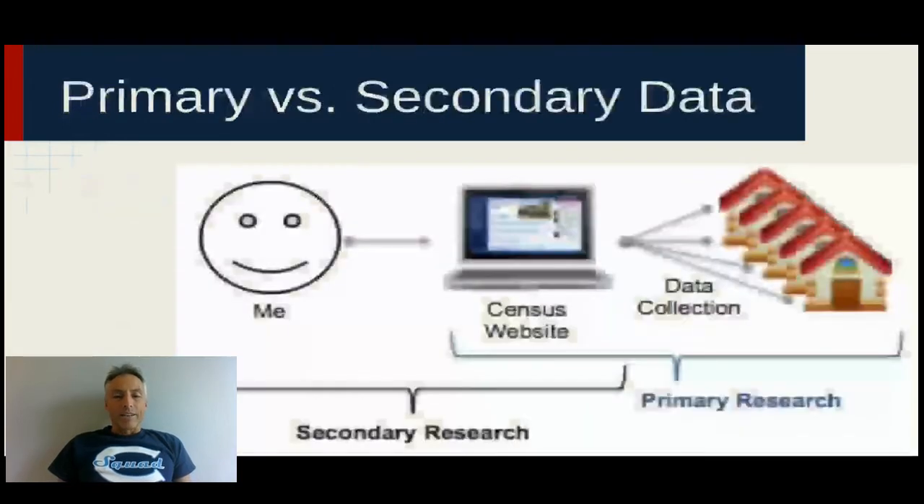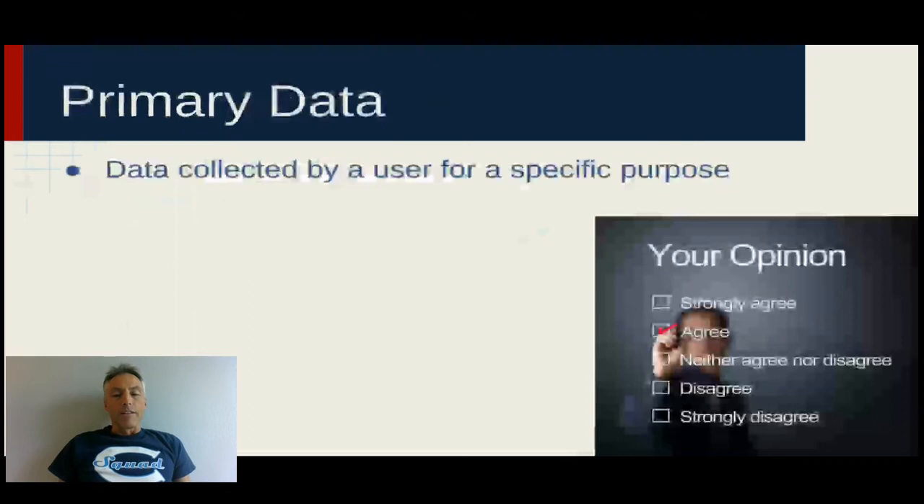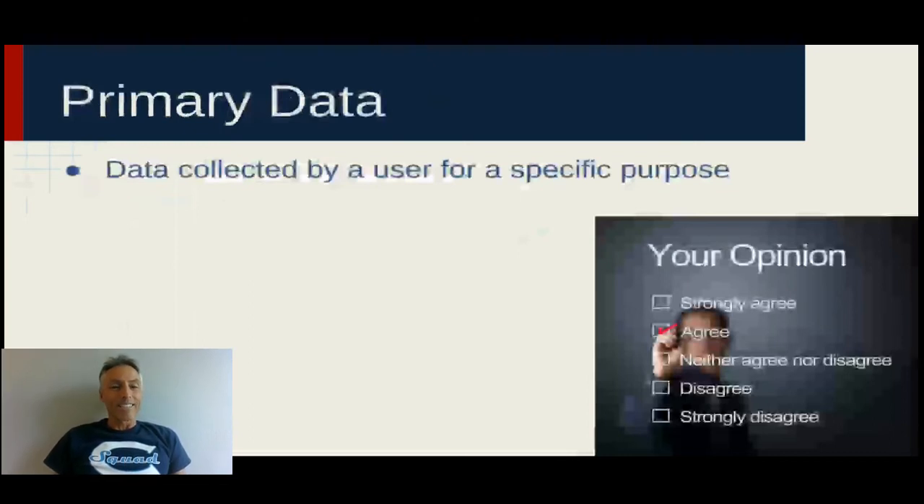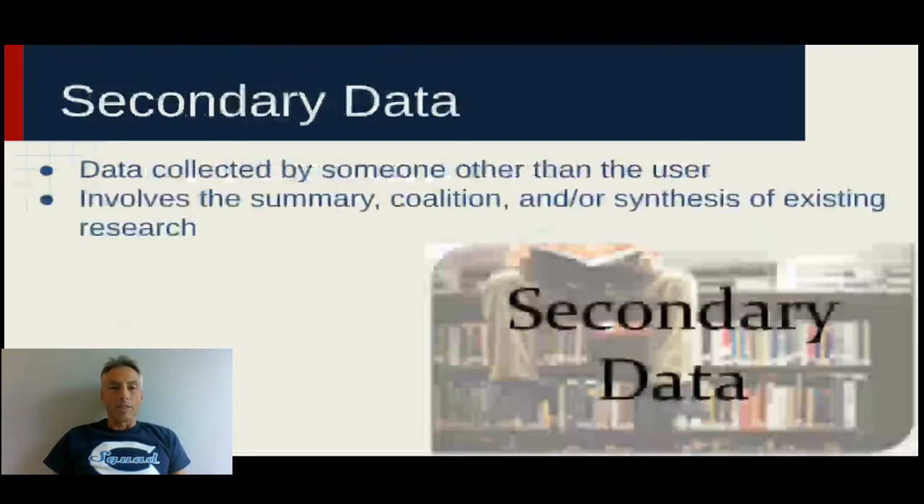Primary versus secondary data. My guess is a lot of you already know the differences between these two, but we're going to go through it real quick. Basically, if you collect the data, if you're the one specifically doing it, that's going to be primary data. So if you're a scientist or a researcher and you're collecting the data, then it's primary.